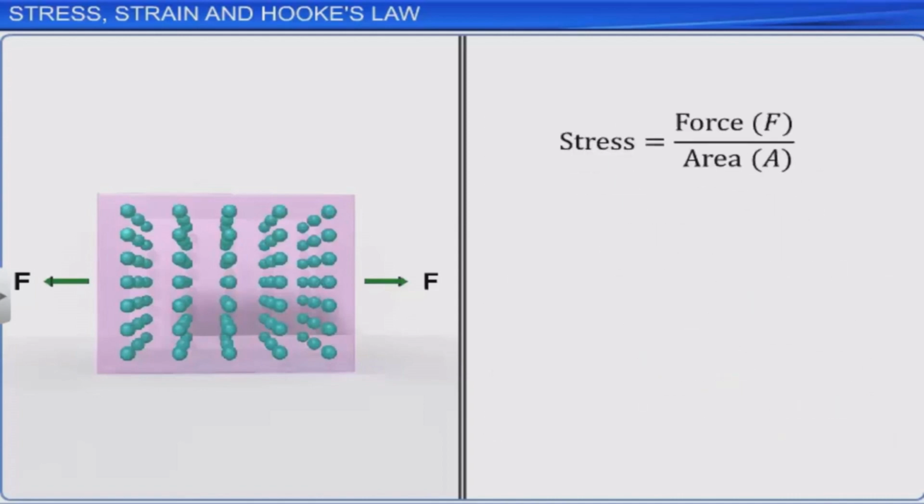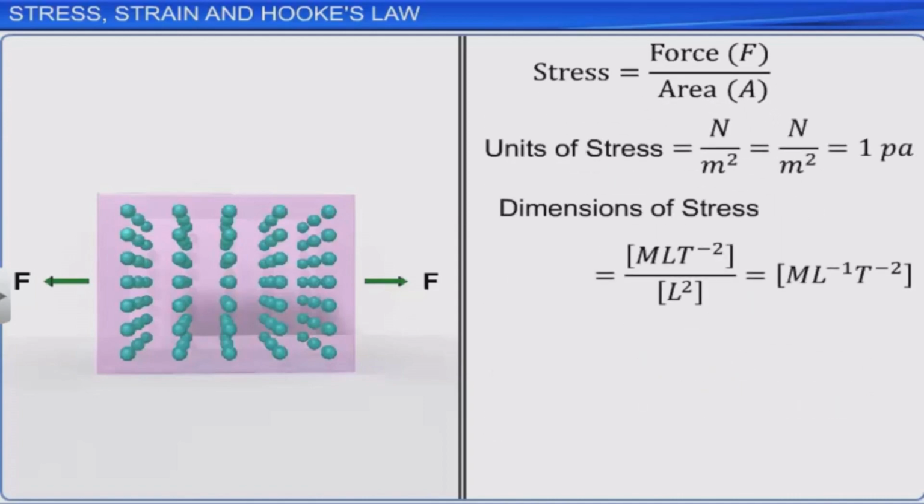If F is the force applied on the surface of a body with an area A, stress has units of 1 Newton per meter square, which is also called 1 Pascal. Its dimensional formula is M L to the power minus 1 T to the power minus 2.